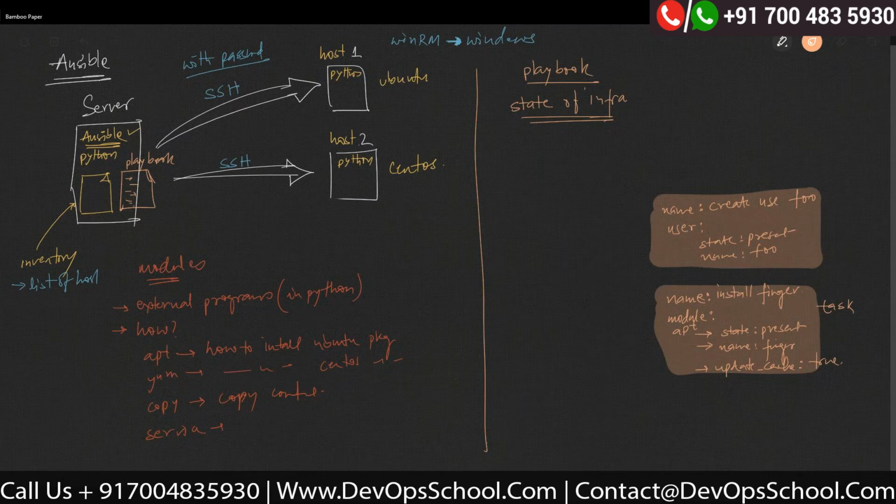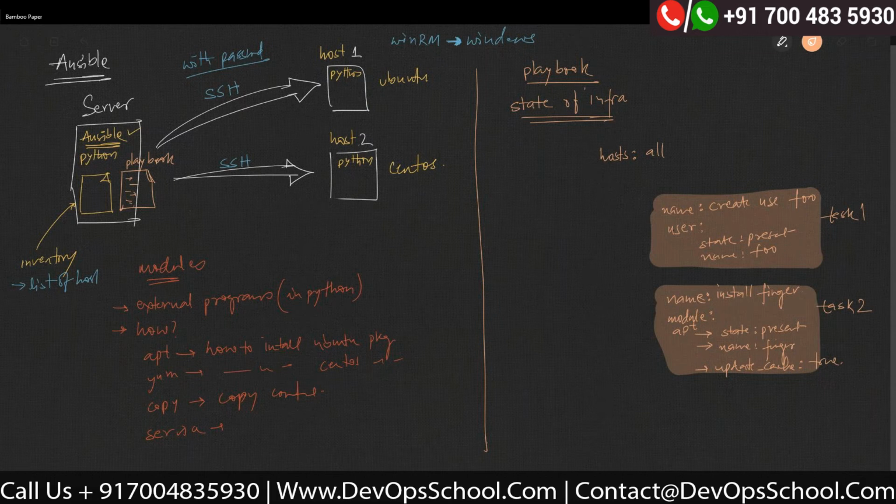So this becomes your state information. I want user foo to exist in my infrastructure, or package finger to be installed in my infrastructure. These units of configuration are called tasks. So there is task 1, task 2, and then you specify where the tasks should be applied. You specify on what hosts your tasks should be applied. So let's say you want to apply your tasks on all hosts, or host_ubuntu, or host_centos. You can specify the target hosts here.